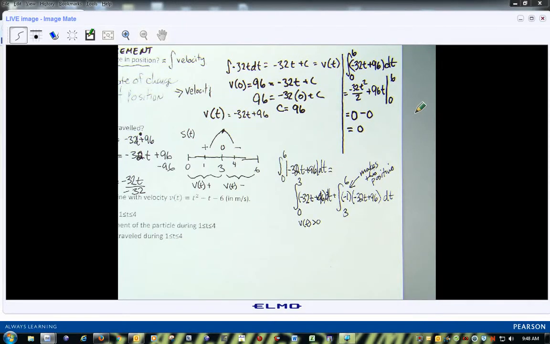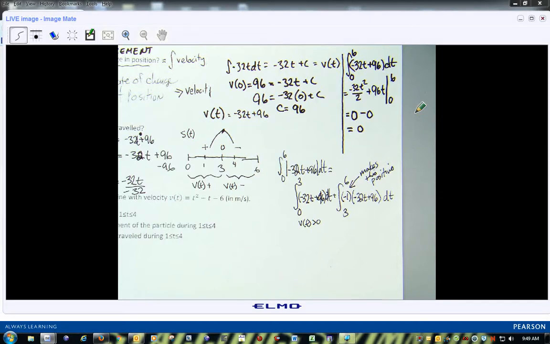So when we're talking about total distance, that's what we have to do, and that's what you guys have to do. You've got to figure out where it is negative, which is going to involve a sign test. And then after that, we integrate. I'll let you guys integrate that. I think it's 104 or 288.